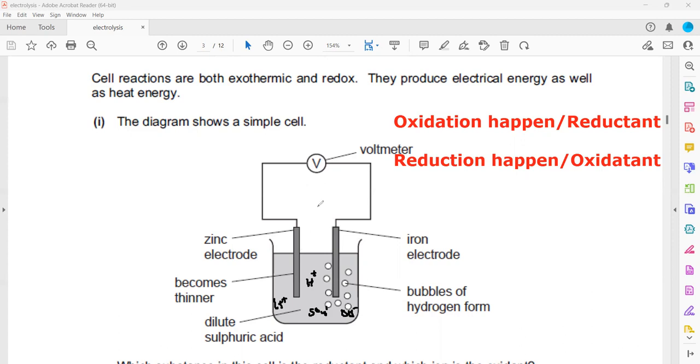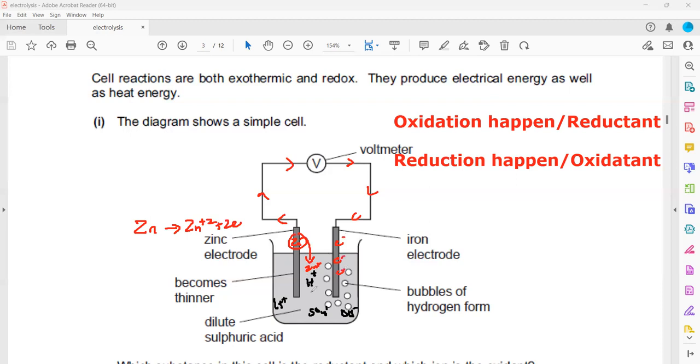So what will happen? This is a cell. The more reactive metal loses electrons. So the zinc atom, which is here, will turn into zinc ion, and when it turns into zinc ion, it loses electrons. So the equation at the zinc electrode is that the zinc atom changes into zinc ion by loss of 2 electrons. These electrons will travel and stop at iron, because electrons can only move through a wire or the electrode, but not through the electrolyte or the solution. So electrons will stop here.